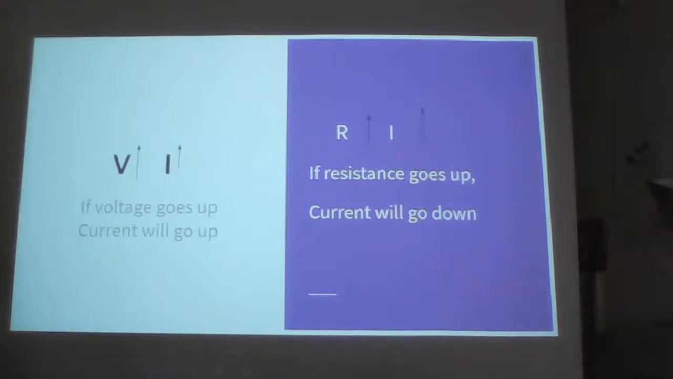Okay, so the relationship between voltage and current and the relationship between resistance and current. If voltage goes up, current will go up. As far as the relationship for resistance and current, if resistance goes up, current goes down, right? If there's a resistance in our wire, the current is not going to be able to travel through as easily. If we have more voltage, then the current is going to increase.